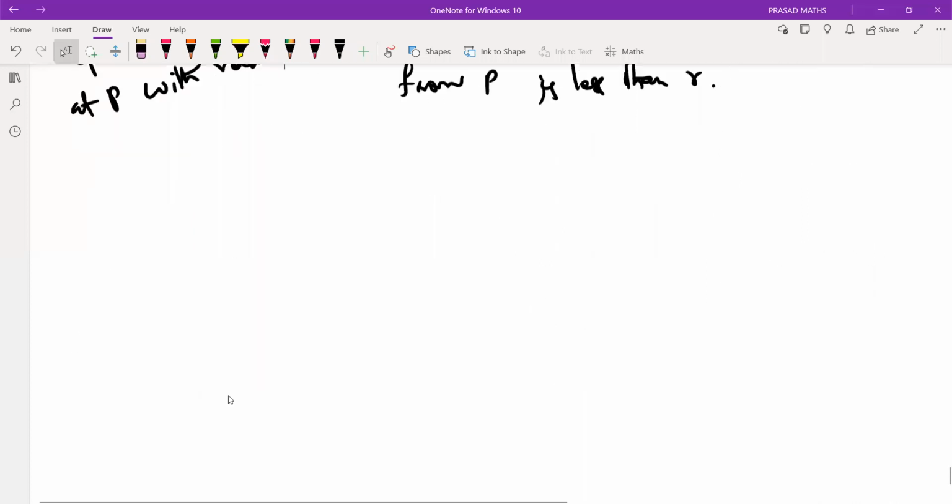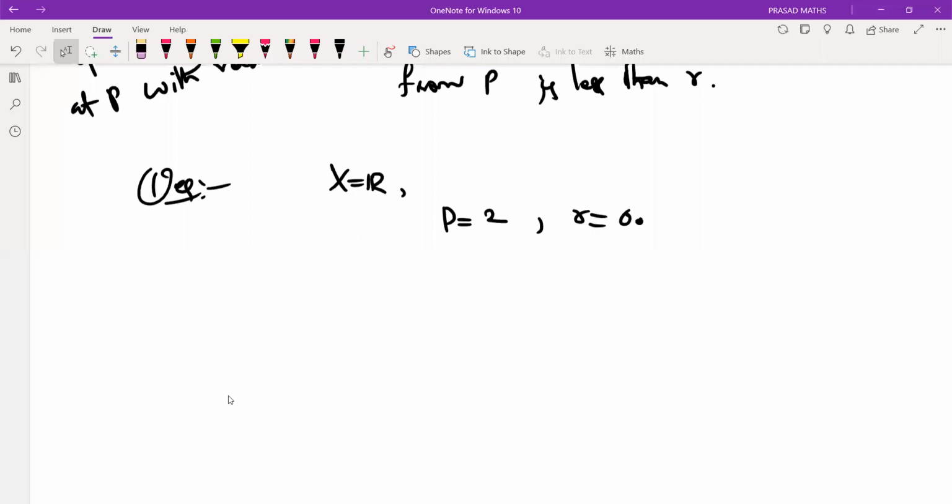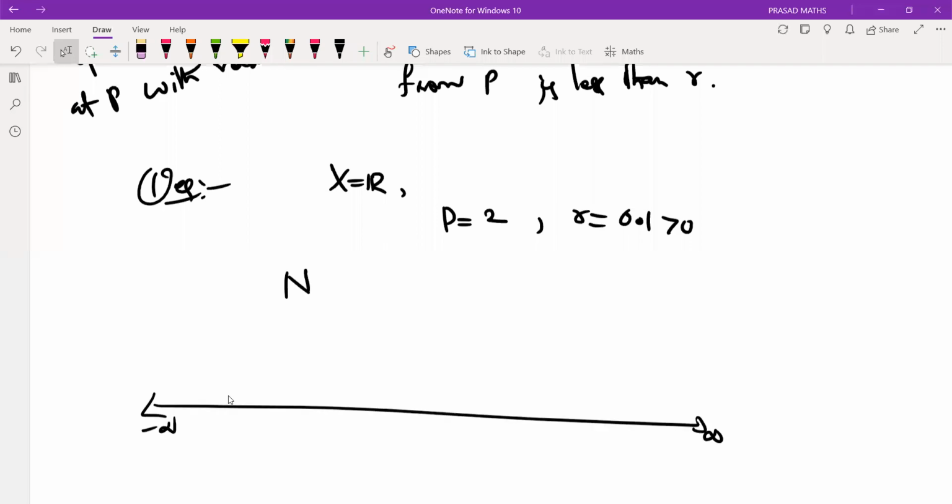Let us give an example. Suppose you take X equals R. My point is, suppose I take P equals 2, and my radius is equal to 0.1. So the neighborhood of P, that means what? This is my real line, because we are working with real numbers. What is the metric? Nothing is given, so my metric is mod of x minus y. My point is P equals 2.